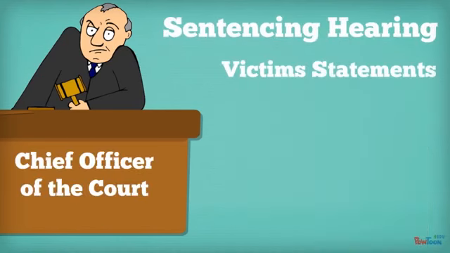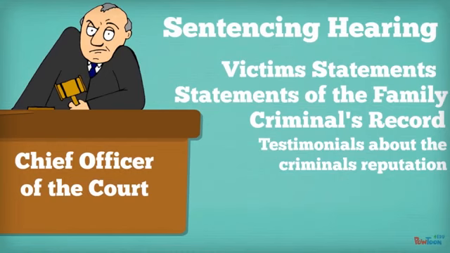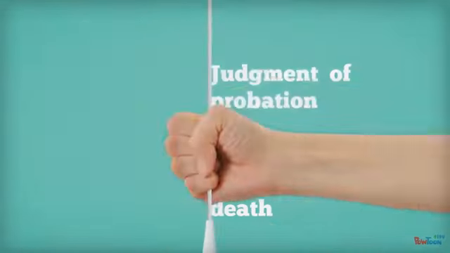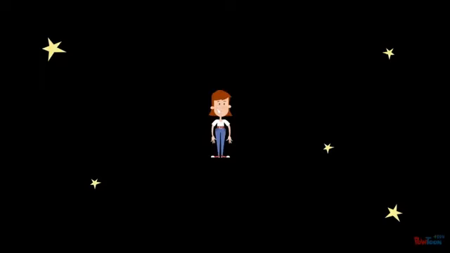There will be a sentencing hearing in some cases where they will hear victim statements, statements of the family, criminal records, or testimonies about the criminal's reputation. The judge will then make a judgment of probation, fine, incarceration, or death. At this point, if there's an issue of law, you can appeal your decision to the appellate court, where that decision may be overturned, changed, or sent back to the trial court. And that's the end of the trial procedure.